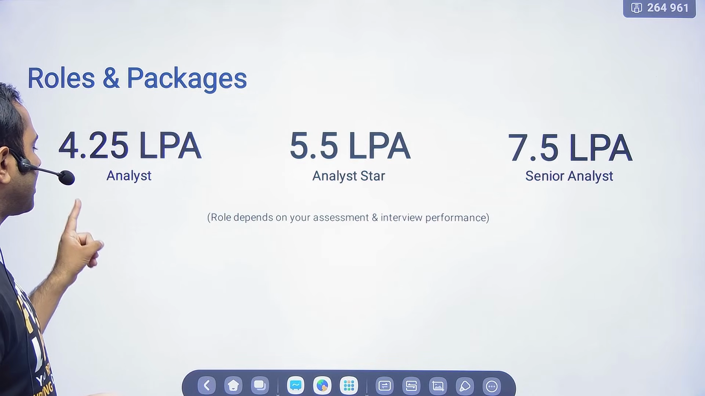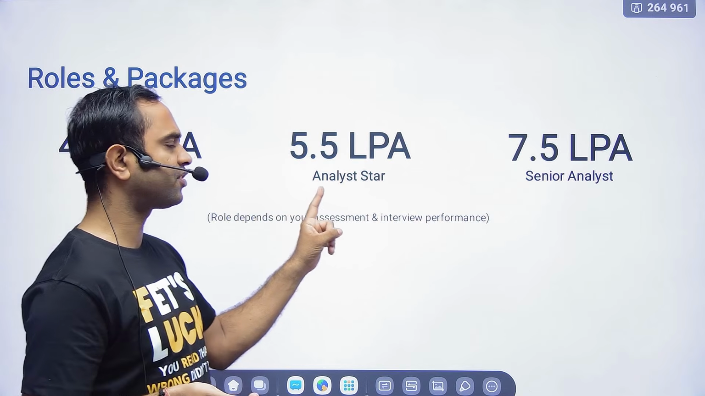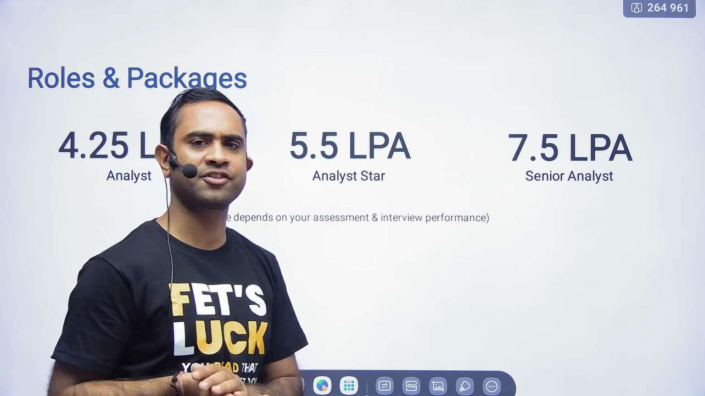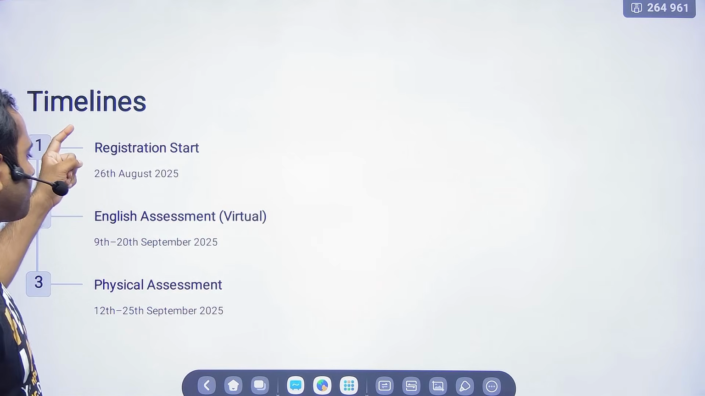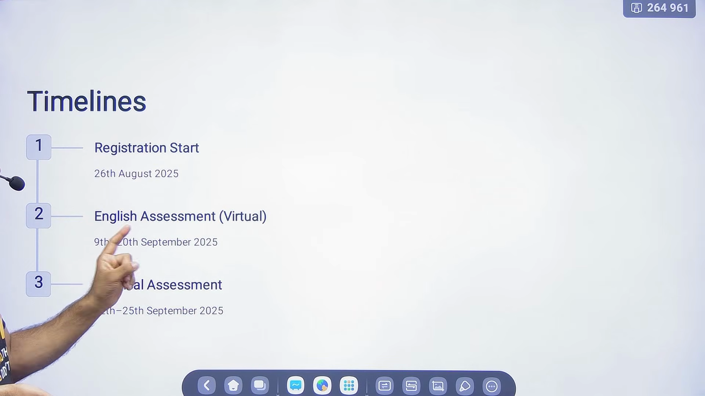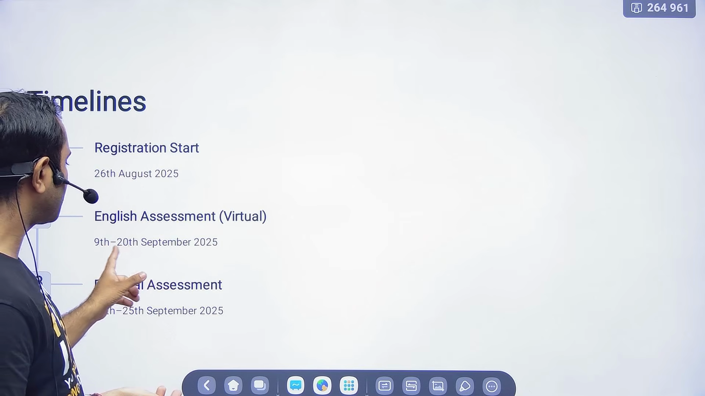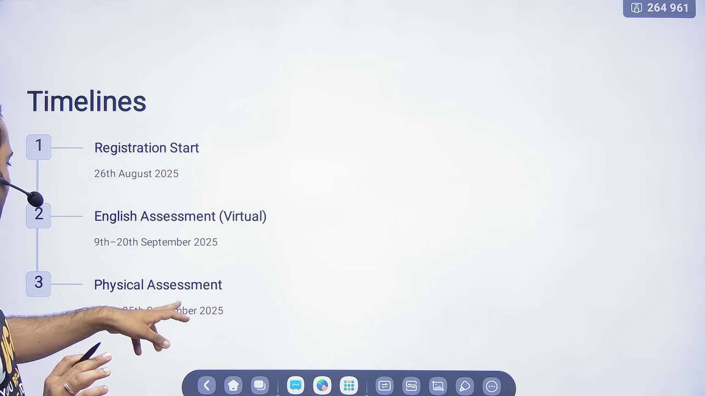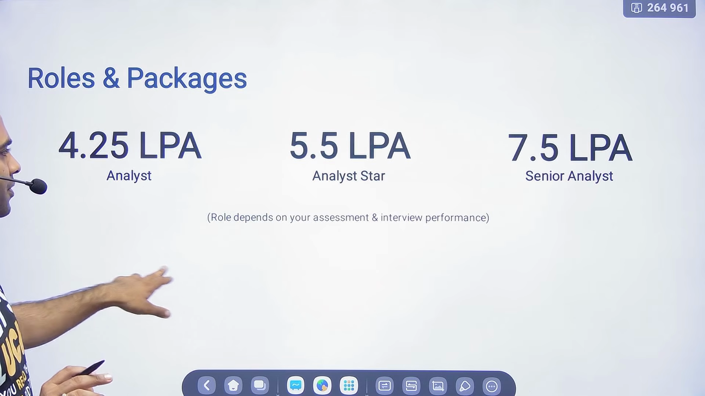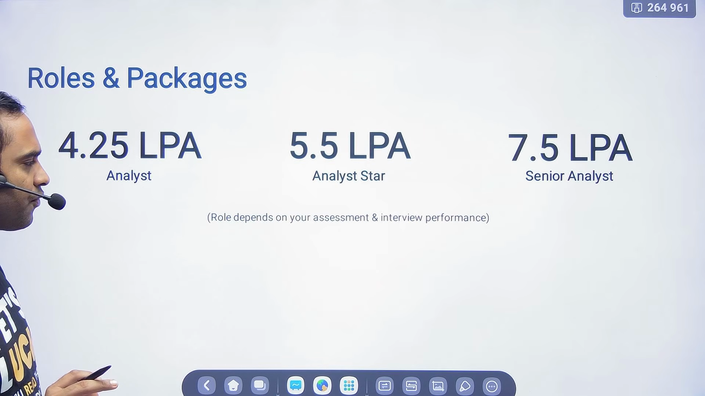Capgemini will hire analyst for 4.25 LPA, analyst star for 5.5 LPA, senior analyst for 7.5 LPA. This is their registration process. After that, English assessment 9 to 20 of September. In most colleges it is planned on 16th of September only, and physical assessment 12 to 25th of September. This is how the flow will go.